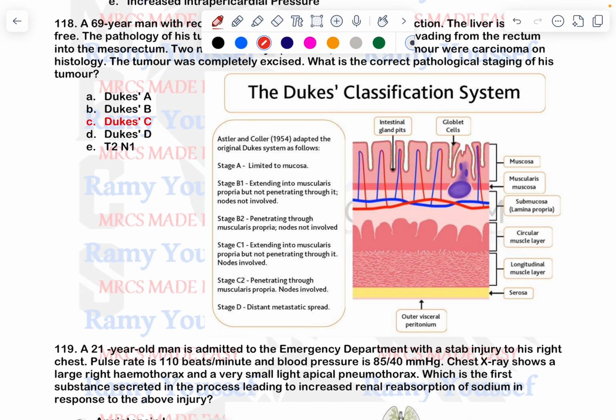A 21-year-old man is admitted to the department with a stab injury to the right chest. Pulse is increased, BP is low. X-ray shows a large hemothorax and a very small apical pneumothorax. Which is the first substance secreted in response to injury, leading to increased renal absorption of sodium? Renin.